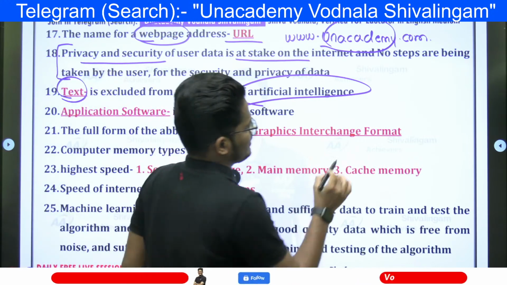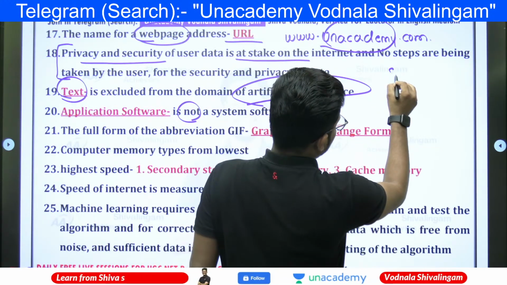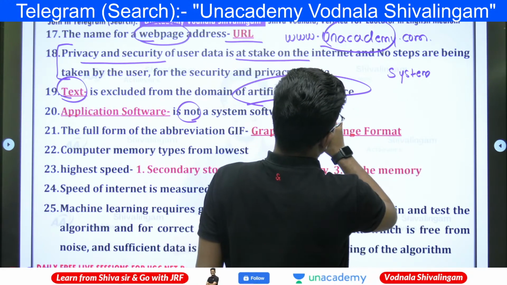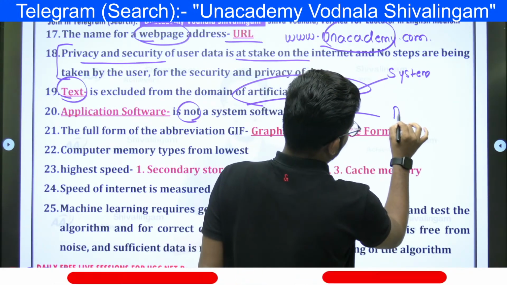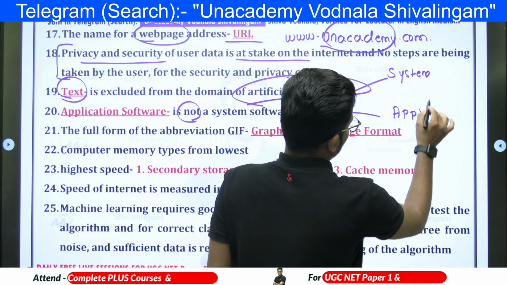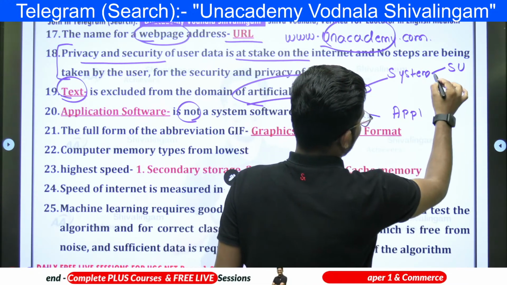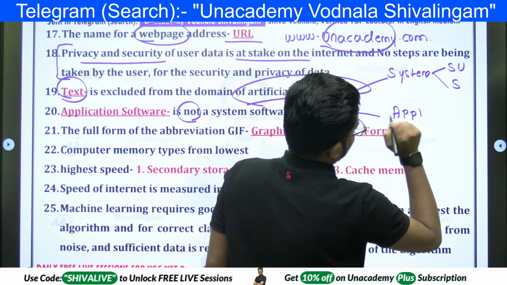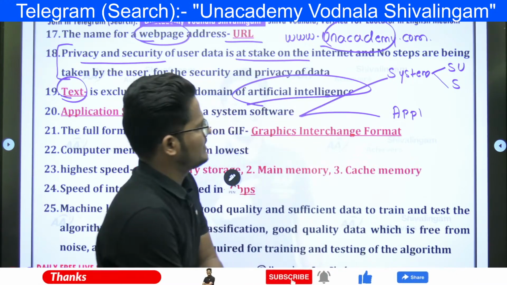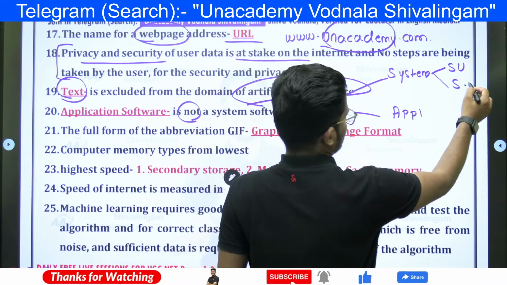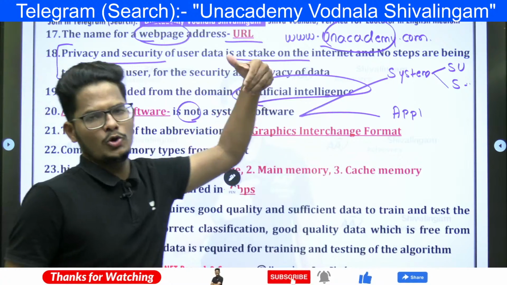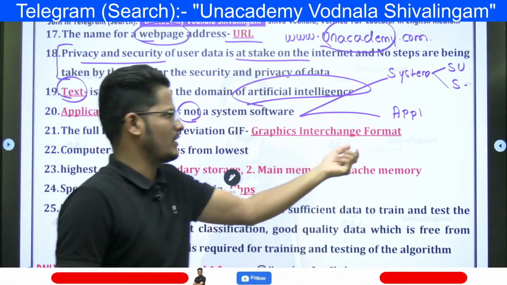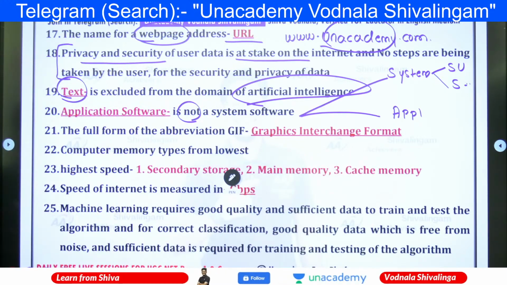We have two types of software. One is system software and the second one is application software. System software includes system utilities, and that is totally related to internal data. Application software is according to our convenience and requirement; we install application software as needed.